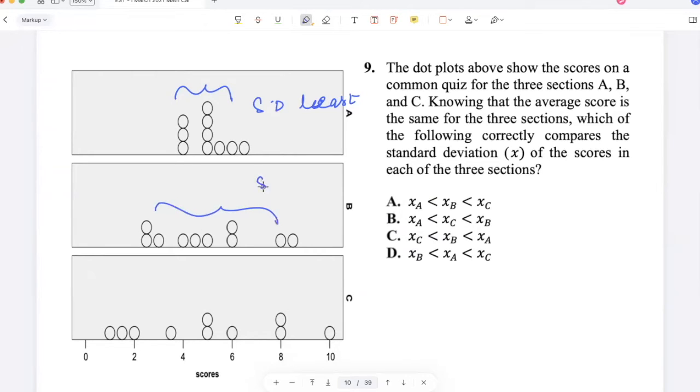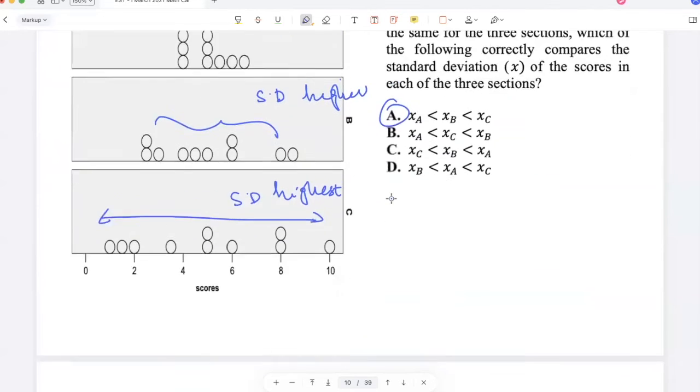Here standard deviation is somewhat higher because there is some spread about the mean. And here the standard deviation will be the highest because the scores are really spread out, right? So XA is less than XB is less than XC. That's the order of standard deviation.